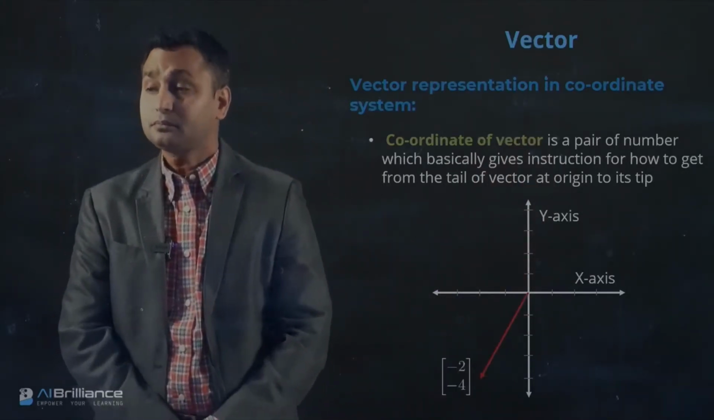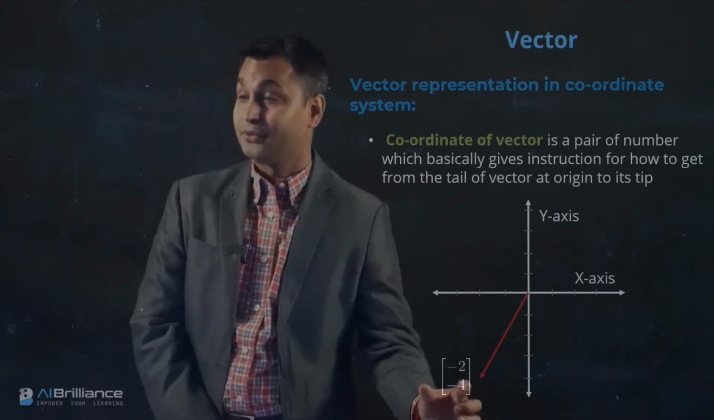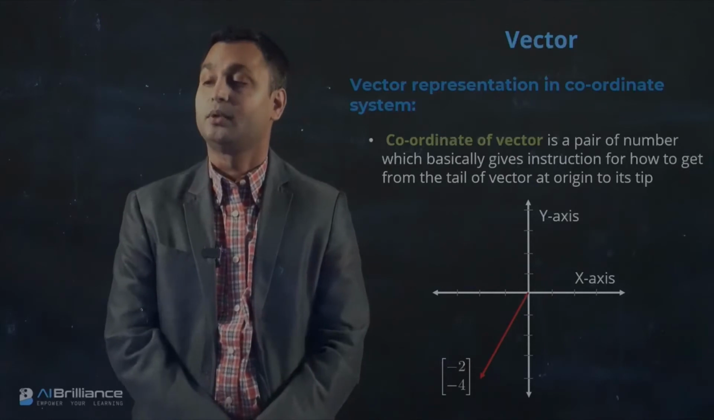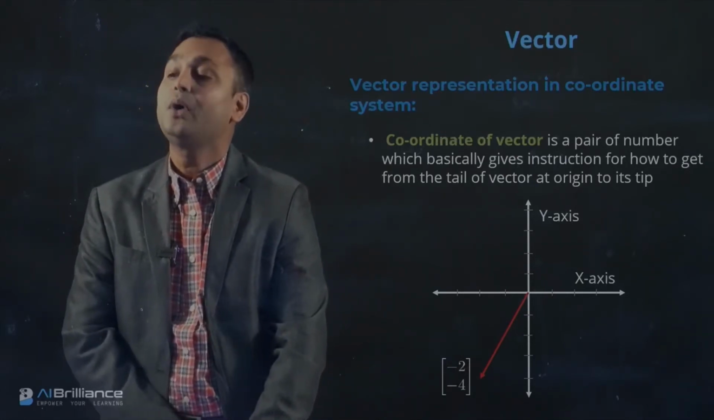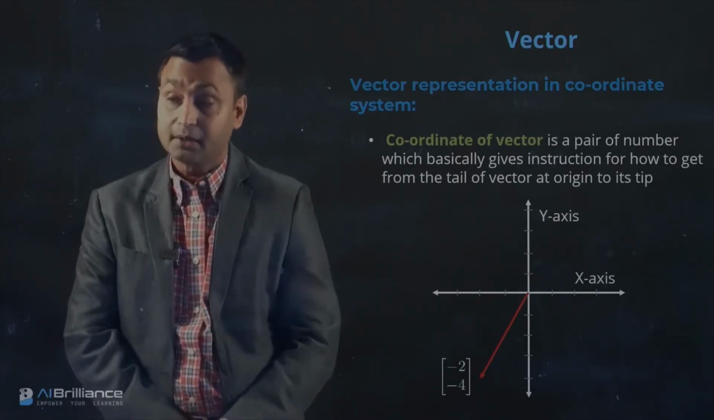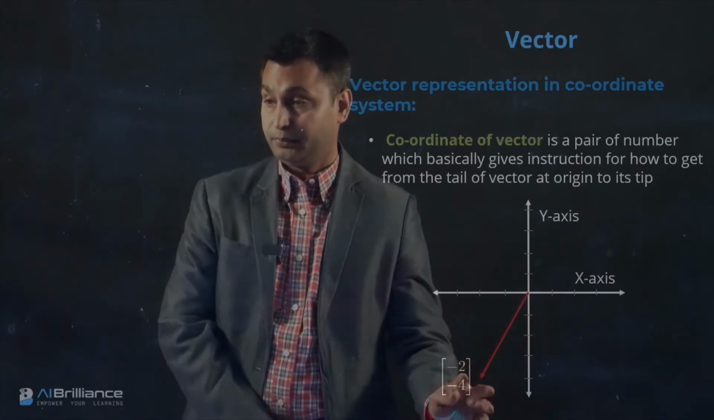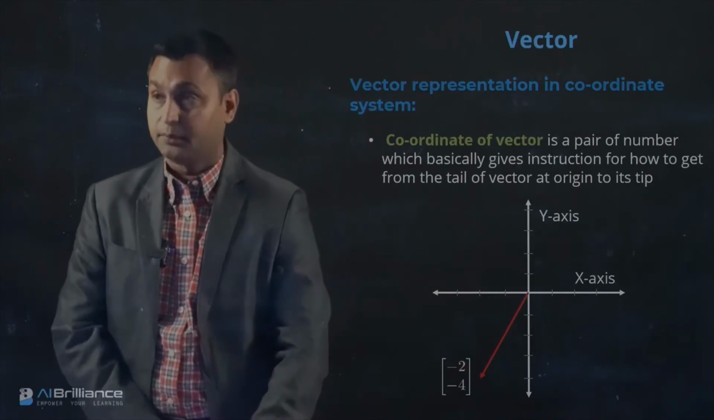And then let's say you have a vector which has been represented by these two ordered numbers, or two-tuple, -2 and -4, right? What does this essentially mean? How do I start from the origin, which is basically the location of the origin of this vector, and arrive at the tip? What movements do I need to carry out? And that is essentially the vector representation, right?